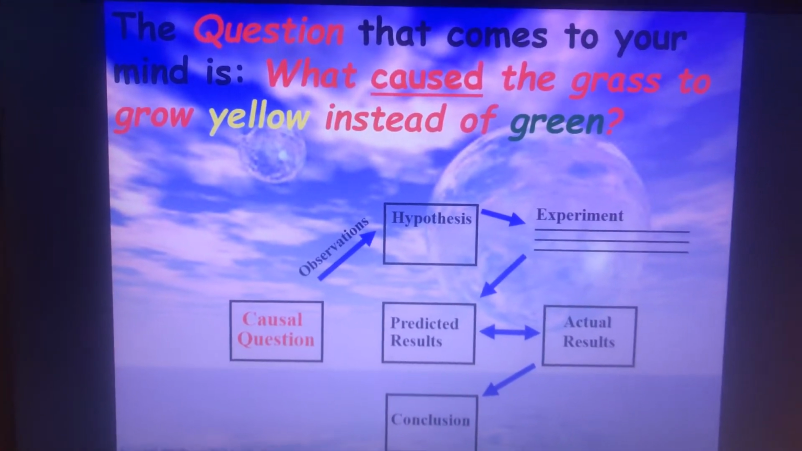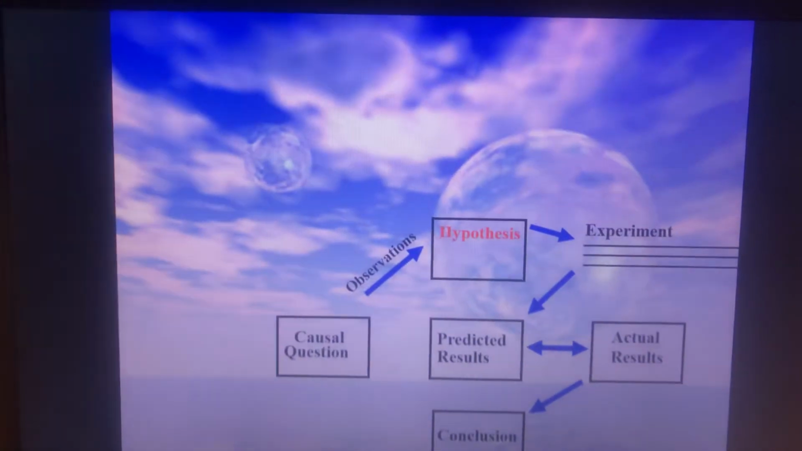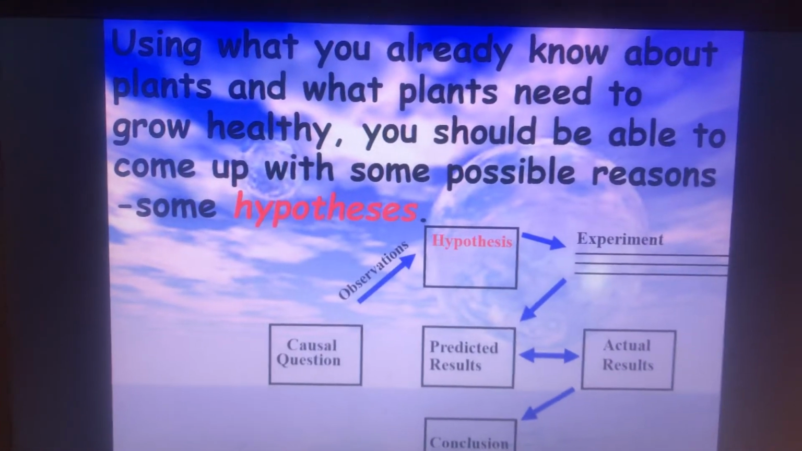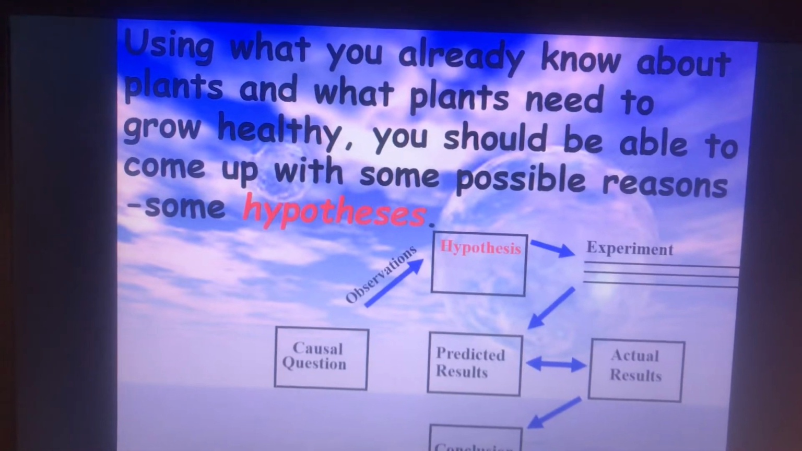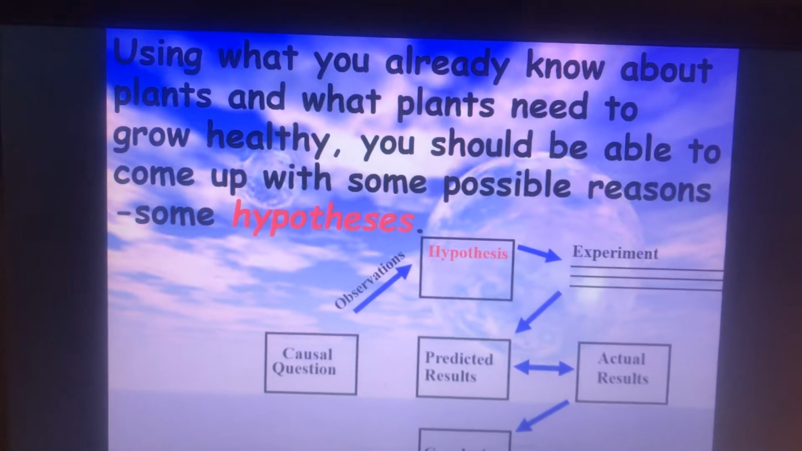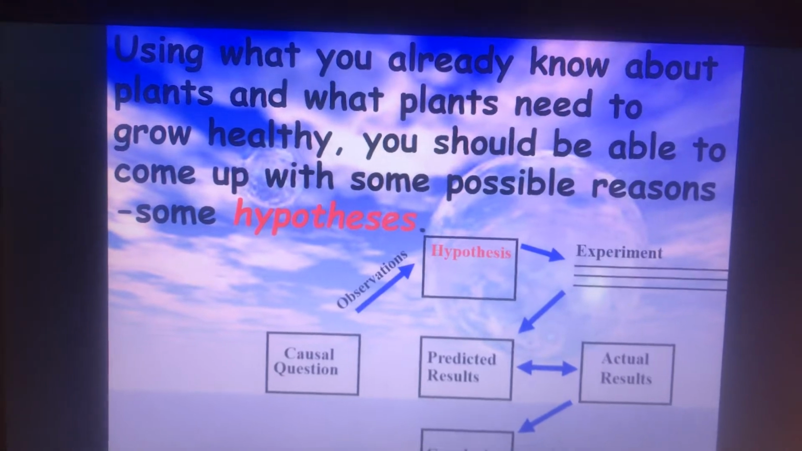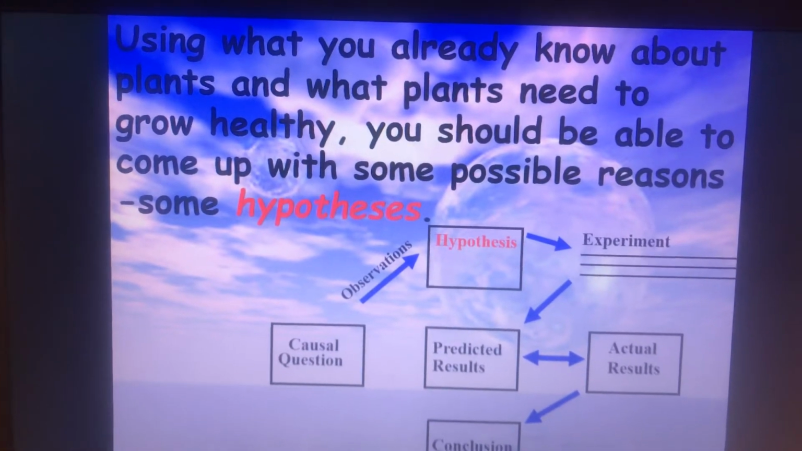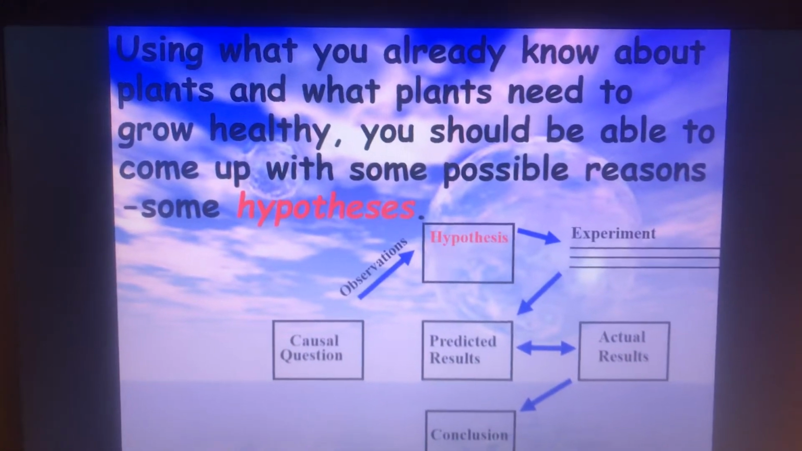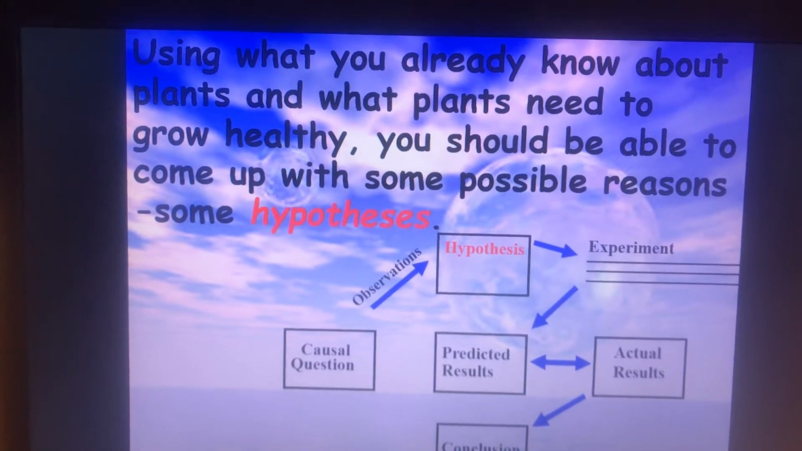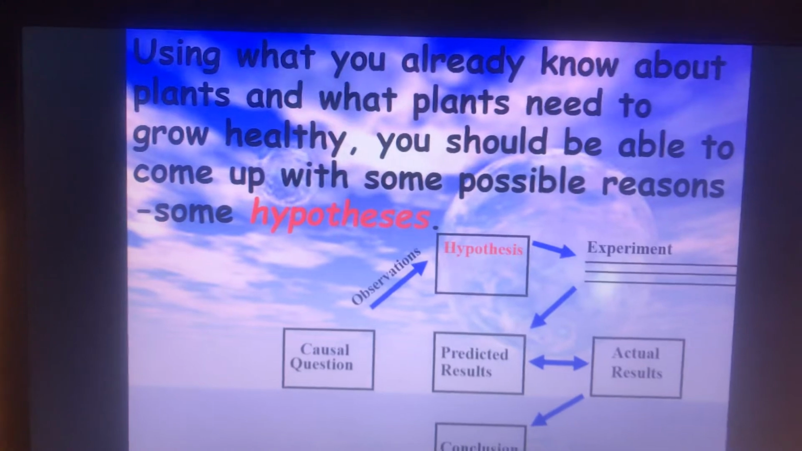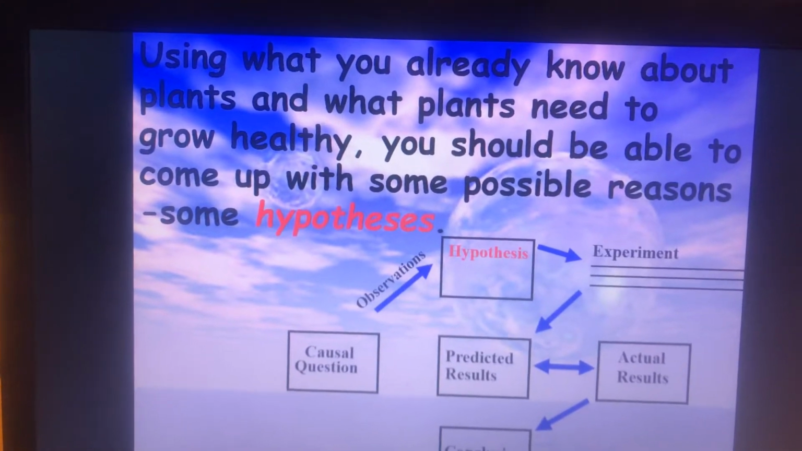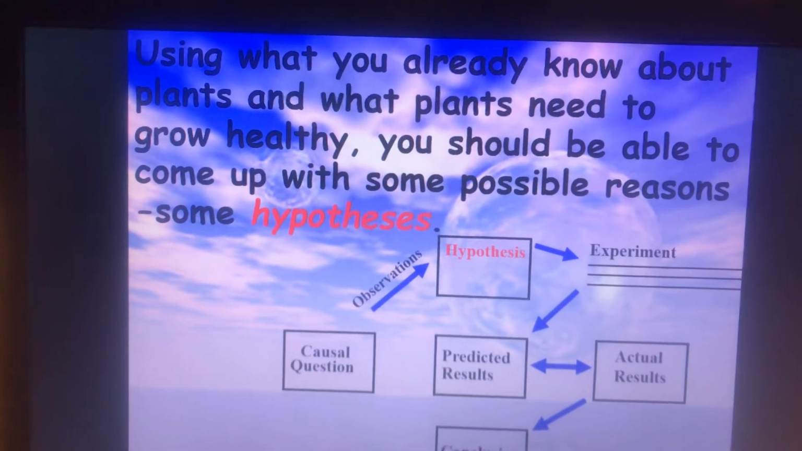Have any ideas? Well, let's think. Using what you already know about plants and what plants need to grow healthy, you should be able to come up with some possible reasons, some hypotheses. And then if we have a hypothesis, how are we going to test for it? What kind of experiment can we put together in order to prove or disprove the hypothesis?